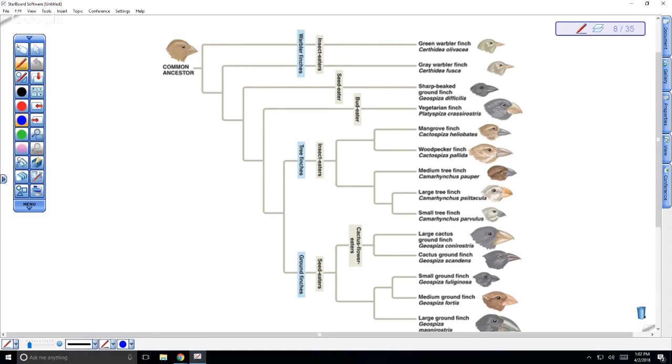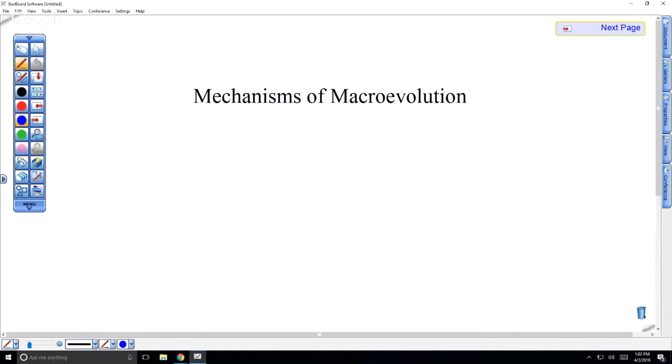Okay, so the last thing we're going to talk about are mechanisms of macroevolution. So how do we get macroevolution occurring? And the first one is that we can have modification of already existing structures.